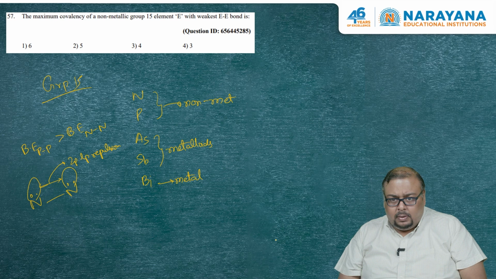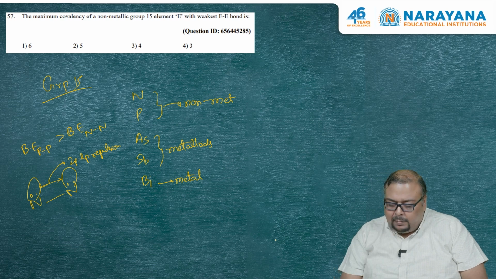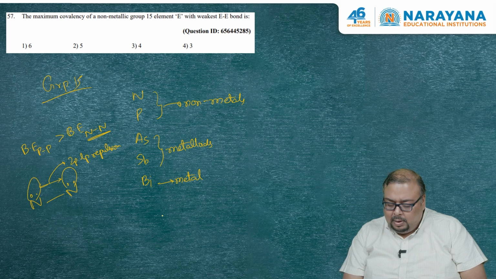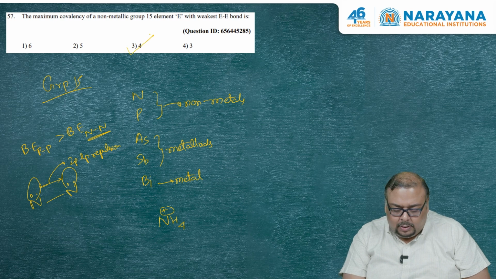So between the non-metals, the weaker bond with the least bond energy is for nitrogen, and nitrogen will have a maximum covalency of 4, which you can observe in the case of NH4 plus also. So the correct answer should be option 3.